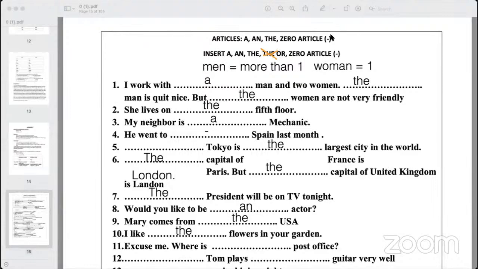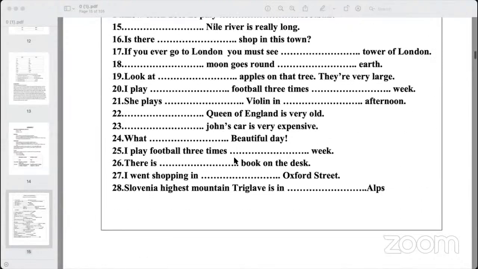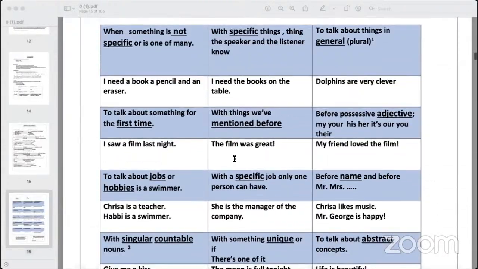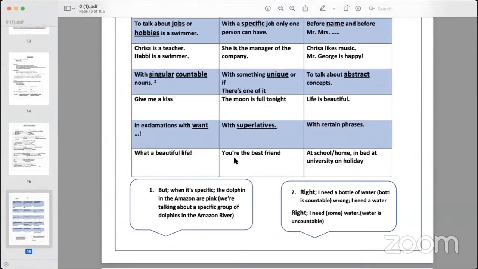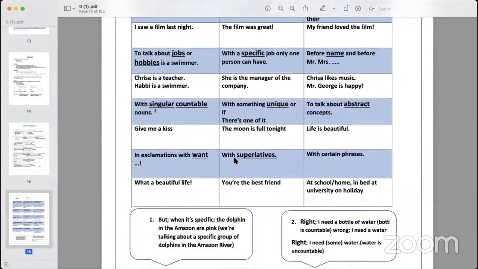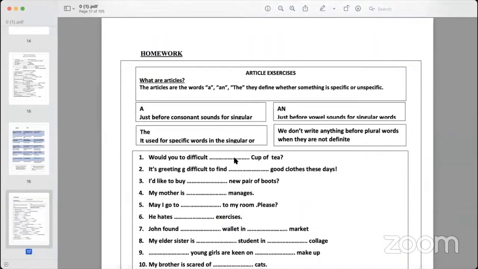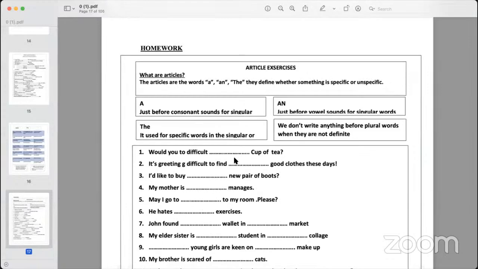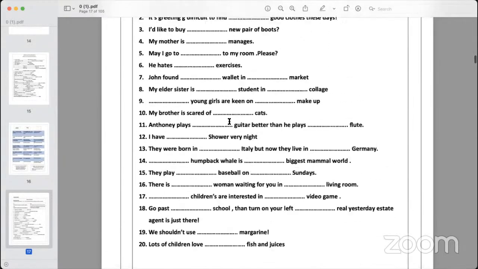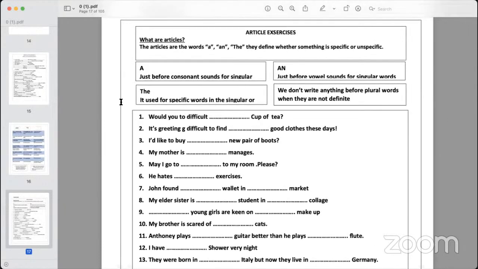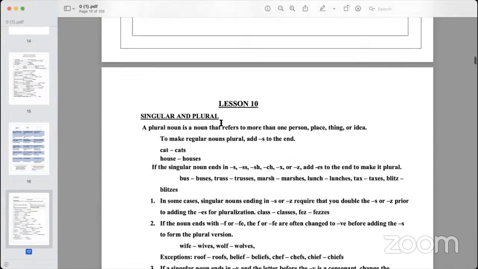So your task is to finish off the remaining questions for homework, to also go through this text as well. So this will help you for your revision time for your exams, your test that is coming up soon. And then you also have some extra homework as well here. So I'll let you guys finish that off.